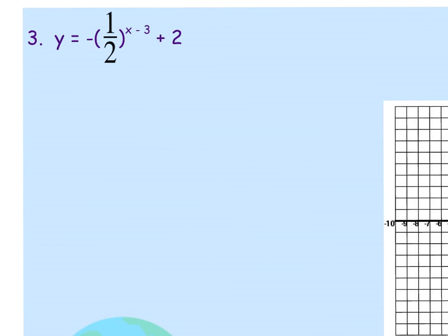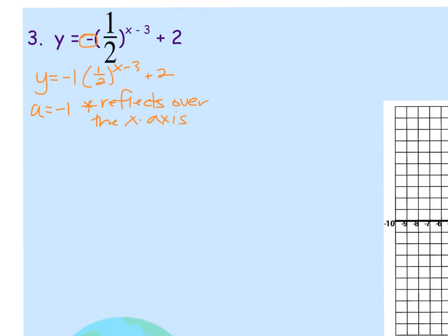That negative out in front indicates a is -1. And then our decay factor, 1/2, x minus 3, and plus 2. If a equals -1, the graph is going to reflect over the x-axis. So it'll be upside down. b is 1/2, so this is a decay function. It's also going to reflect over the y-axis.